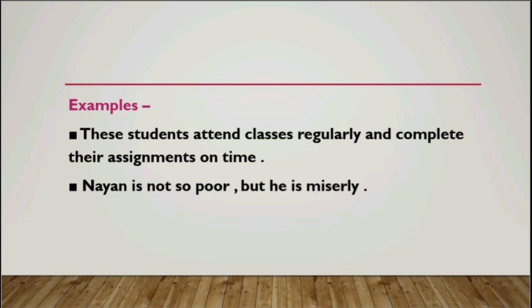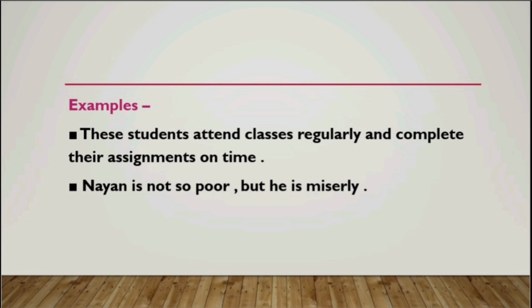These students attend classes regularly and complete their assignments on time. So here we can observe that there are two independent clauses. The first one is, these students attend classes regularly, joined by the coordinating conjunction and, and the other independent clause, complete their assignments on time. So here in the second clause we have a hidden subject because it's already understood that it's pointing to students. Therefore we have avoided writing the subject for the second time in the second clause.